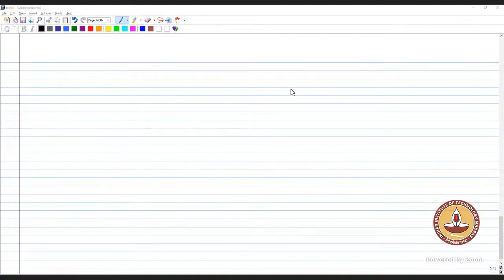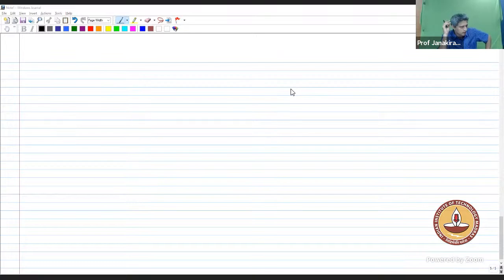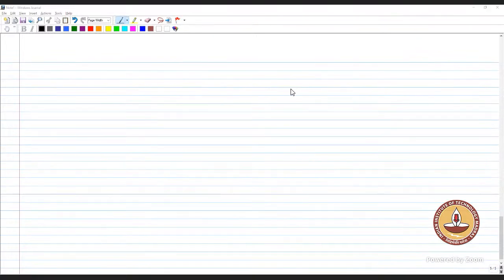So my first question is, during the sizing, are fractional widths allowed? Yes, in planar technology, it is allowed. In FinFET technology, it is not allowed. Okay.